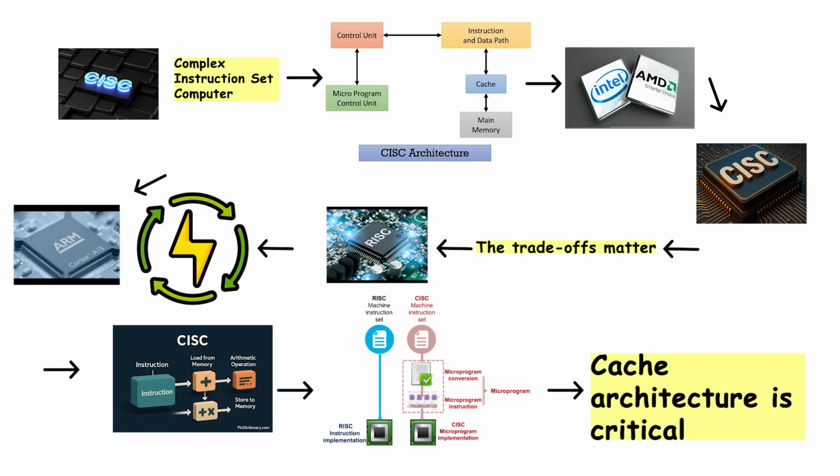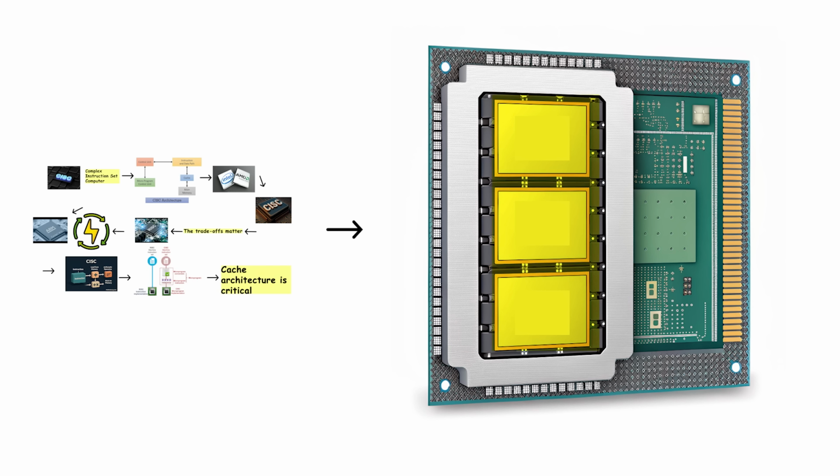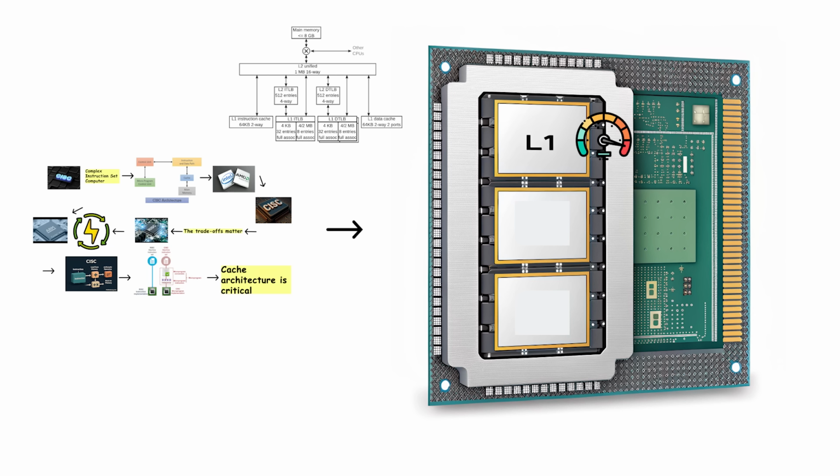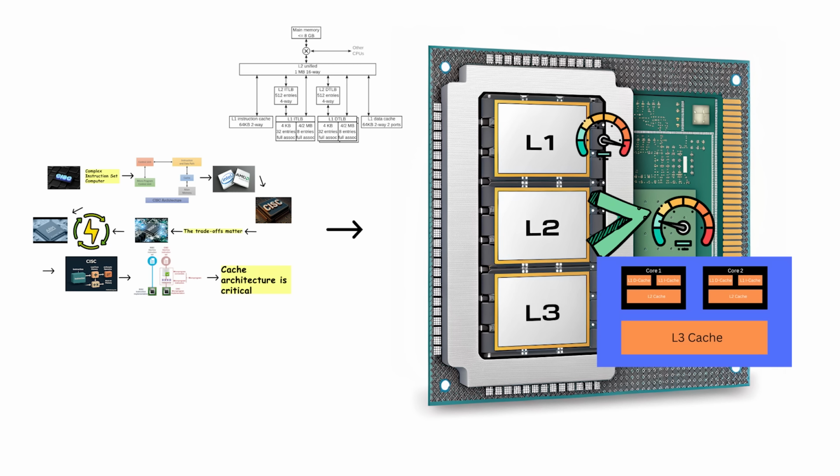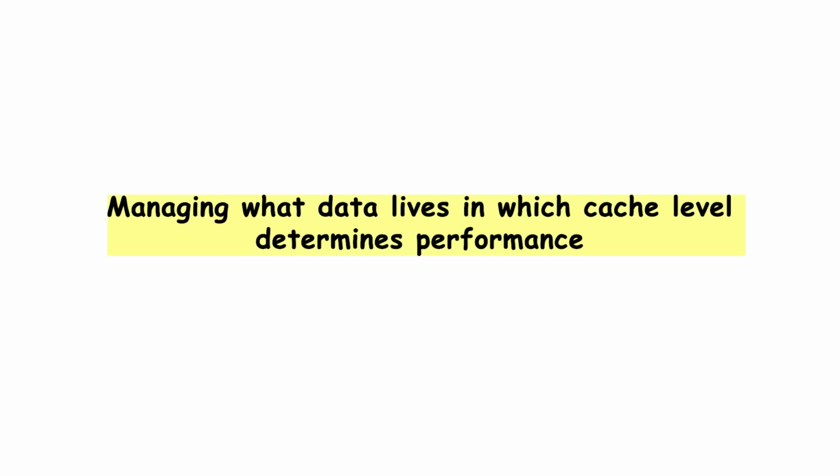Cache architecture is critical. Modern CPUs have 3 levels of cache. L1 cache is the fastest but smallest, split into separate instruction and data caches of 64 kilobytes each. L2 cache is larger but slightly slower. L3 cache is shared between all cores and can be several megabytes. Managing what data lives in which cache level determines performance.